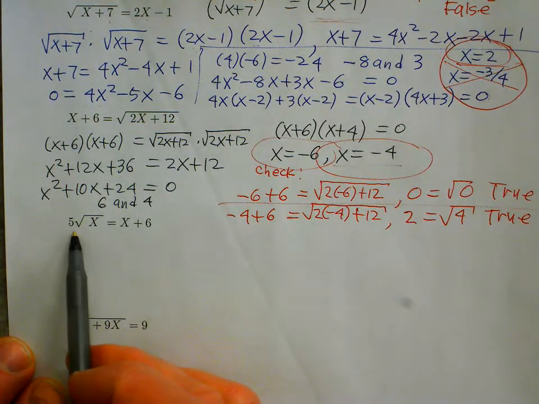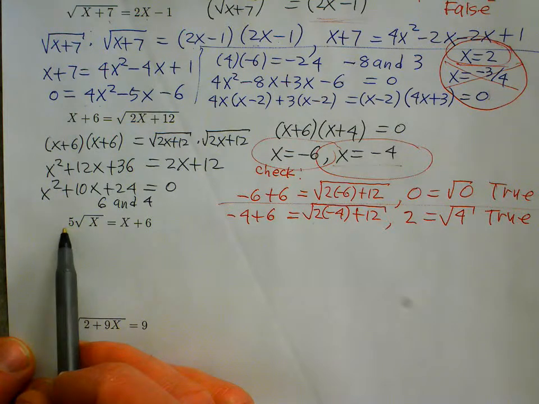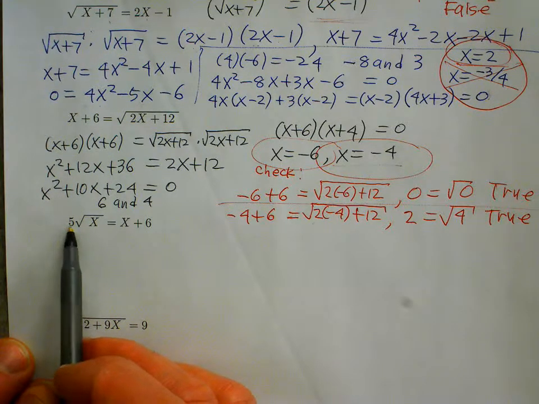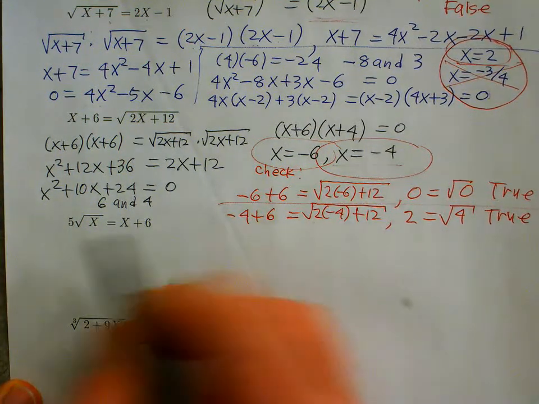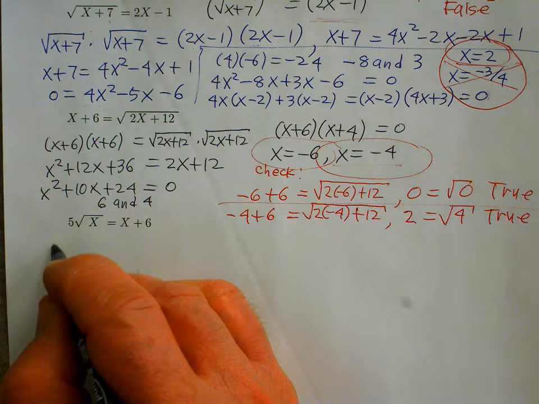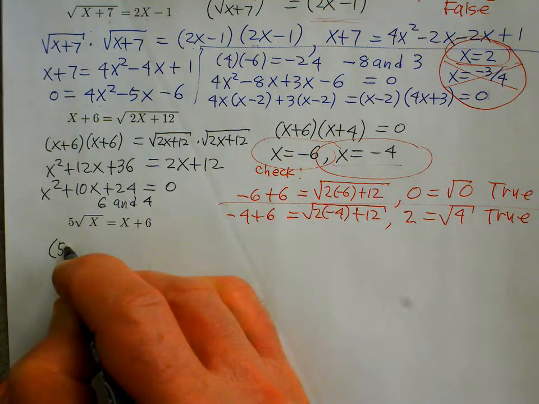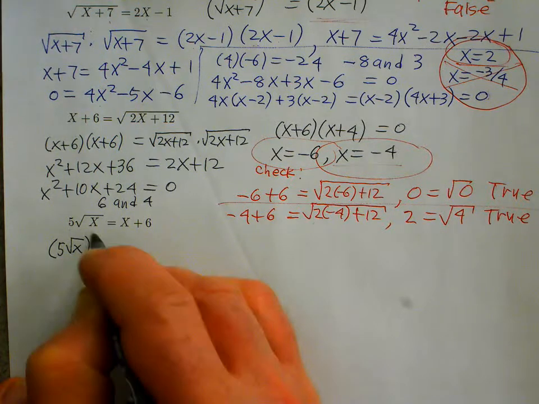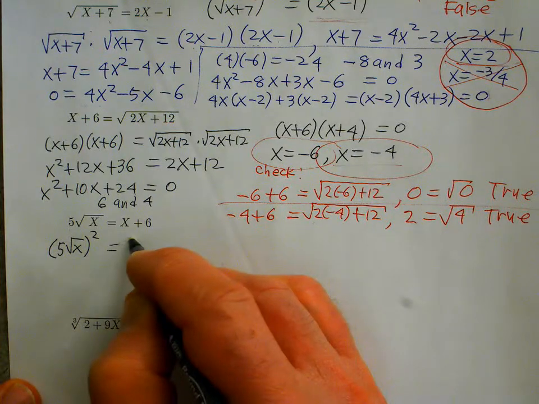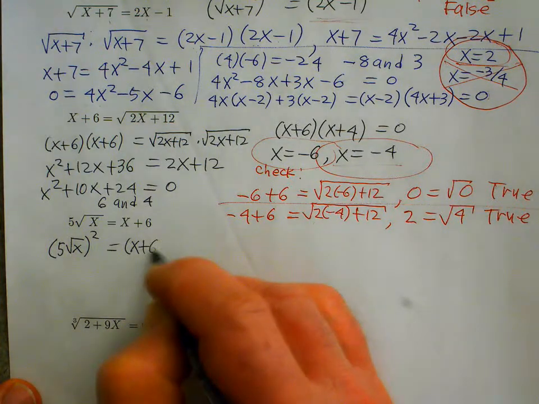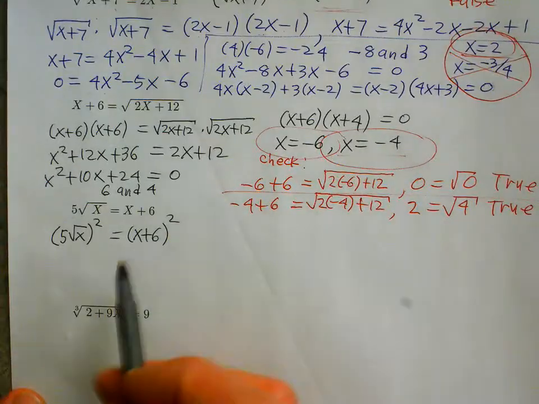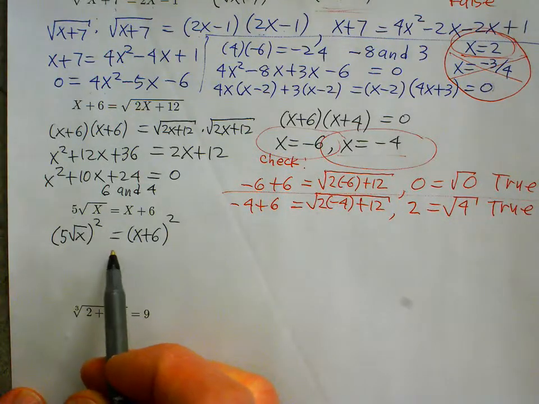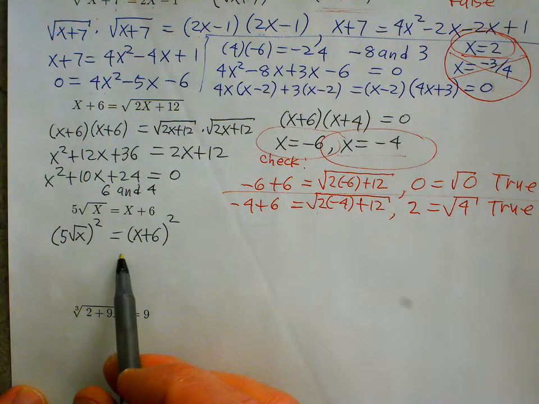So on this one, since we have a numerical factor that we're multiplying by the square root of x, in this case, it's easier just to start out by squaring both sides. So we have 5 times the square root of x, squared, and the right-hand side, x plus 6, squared. Okay, so this is another one of those that can create a problem if you're not careful.